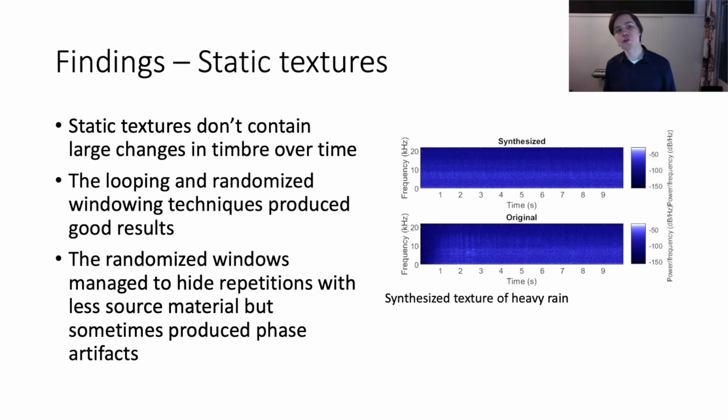First, for the static textures, here we have heavy rain synthesized. We noticed that randomized windows and looping are very good ways to synthesize these noisy textures. Random windows can produce the texture with less source material, but our implementation was not perfect, so we still have some phase artifacts left.